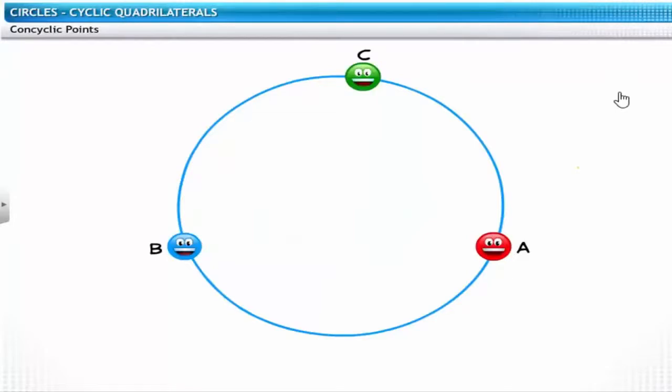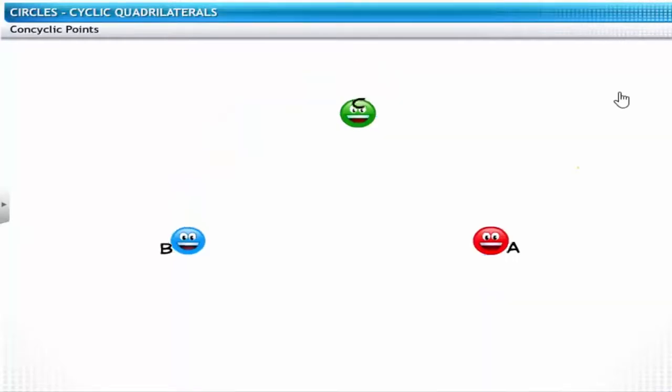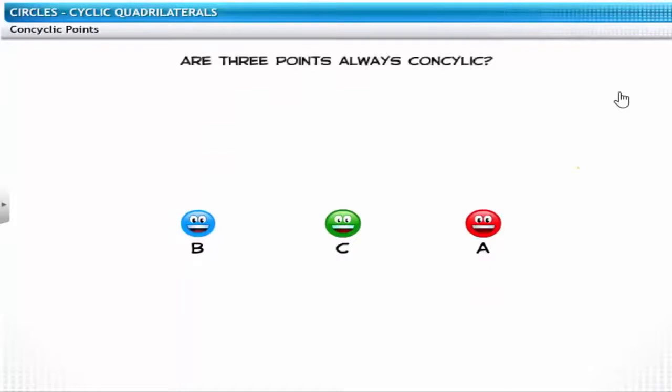Wherever they stand, a circle can be drawn passing through their positions. Points, in this case A, B and C, that lie on the same circle are called concyclic points. Can we conclude that 3 points are always concyclic? No, this does not always hold true.